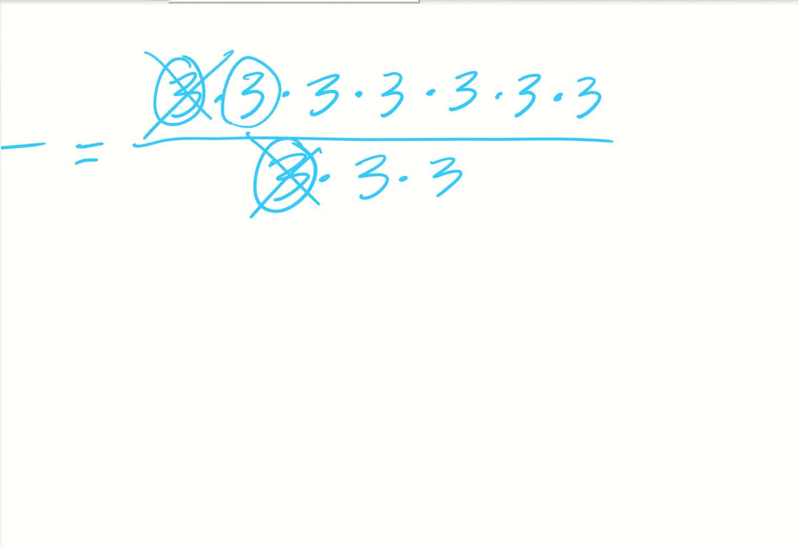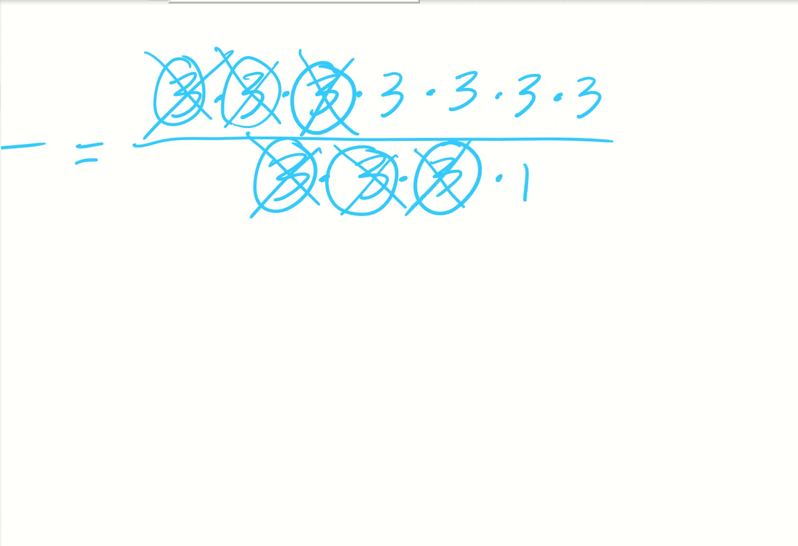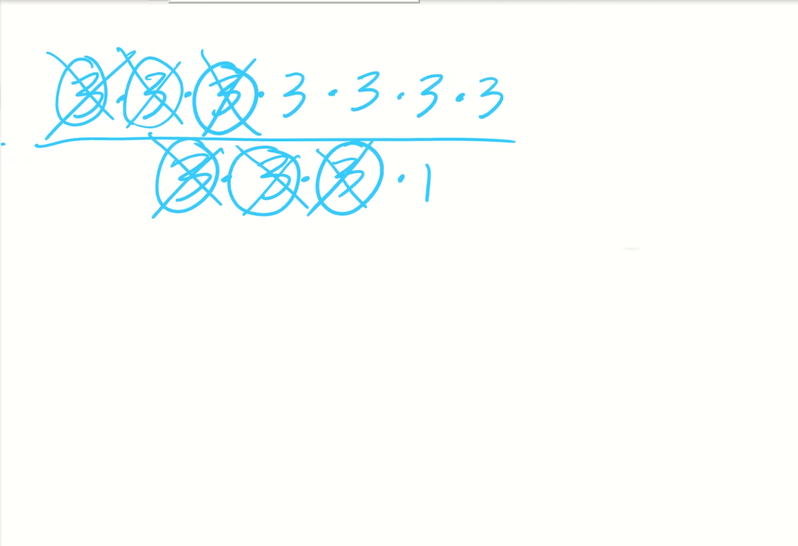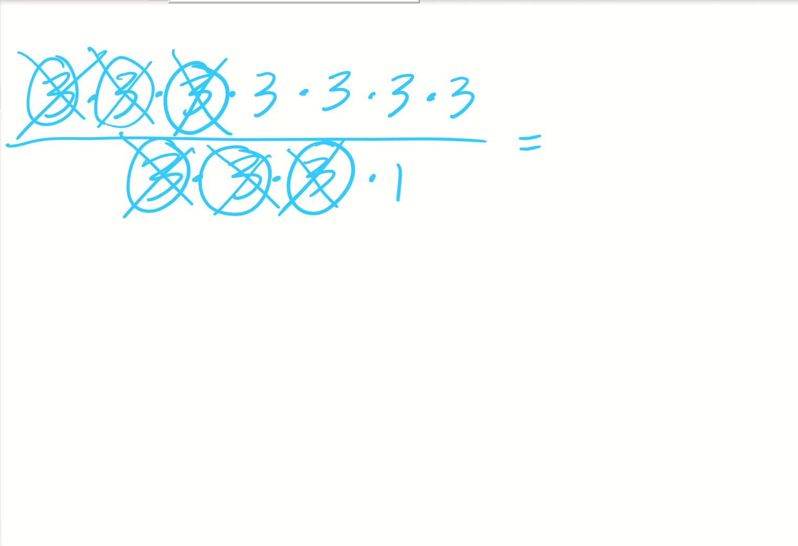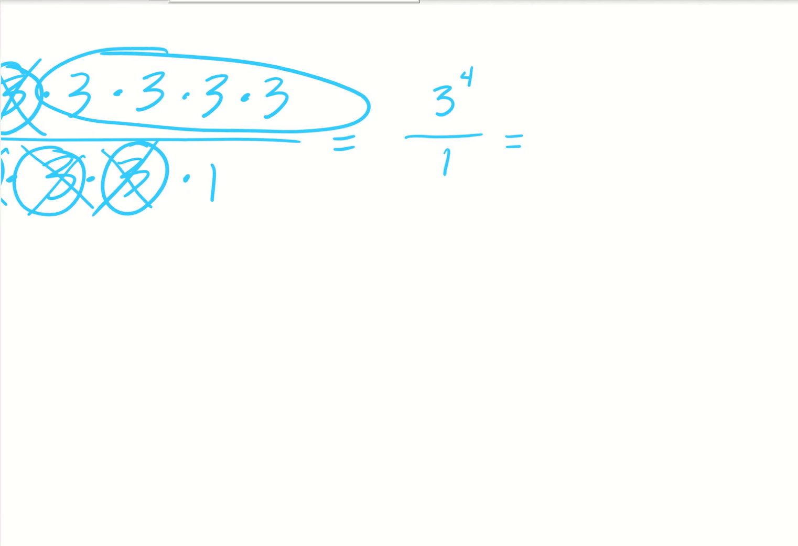Then I can do the same thing here. We have 3 and 3, and those two cancel out because 3 divided by 3 is 1. And lastly we have 3 and 3 here, so 3 divided by 3 is 1, and we can cancel those out as well. Now remember, we still have 1 on the bottom, but we don't have to add that in when we're looking at multiplication and division. So now we have 4 3's left over, which gives us 3 to the 4th power, since they're all multiplied together, over 1, which equals 3 to the 4th power.